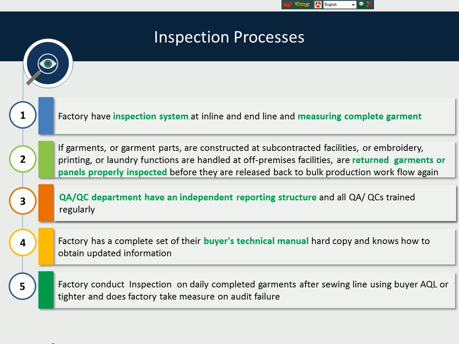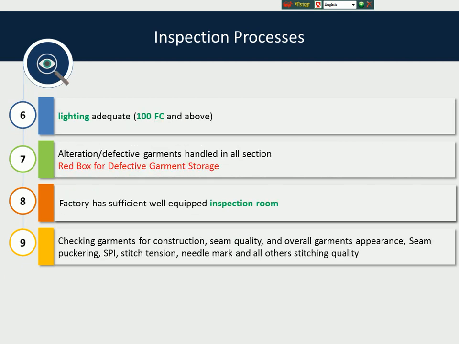Factory has a complete set of their buyer's technical manual hard copy and knows how to obtain updated information. Factory conducts inspection on daily completed garments after sewing line using AQL equivalent or tighter, and does the factory take measures on audit failure. Lighting adequate, 100-foot candle and above.